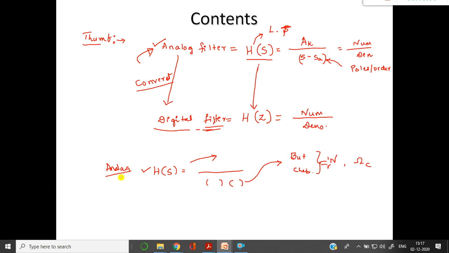So once I design the analog filter, the rest is to convert this H(s) to H(z). That's it.